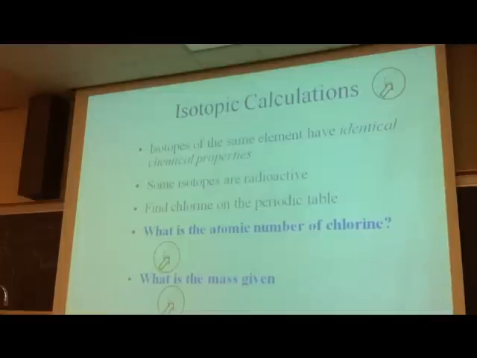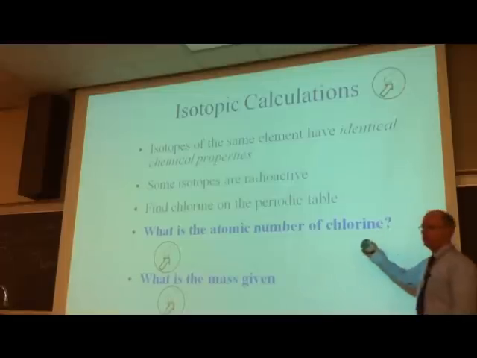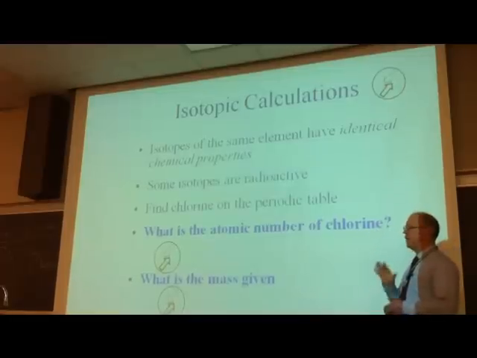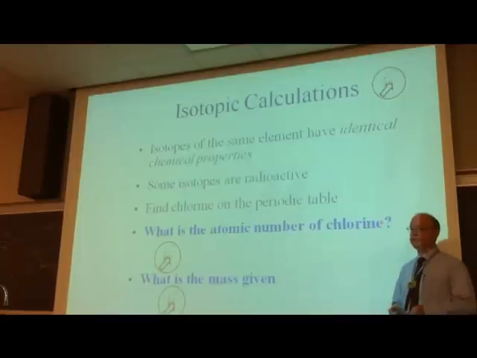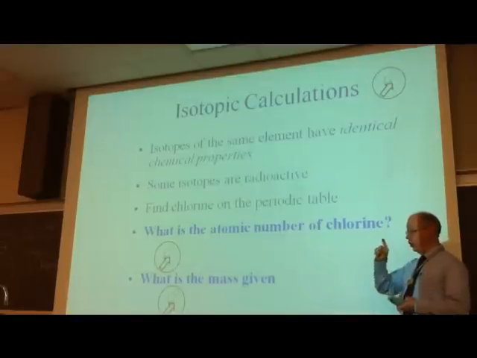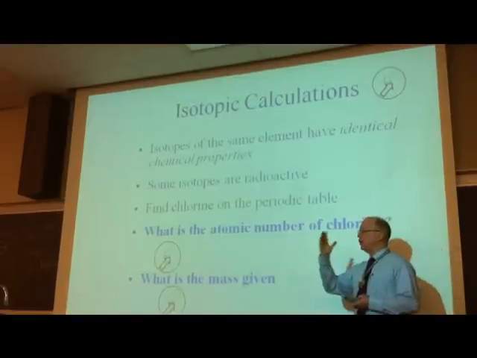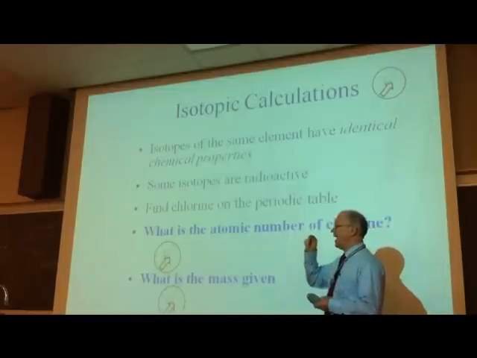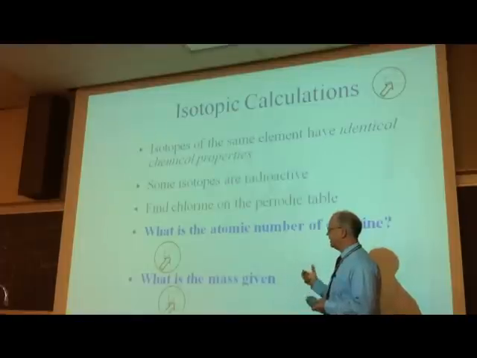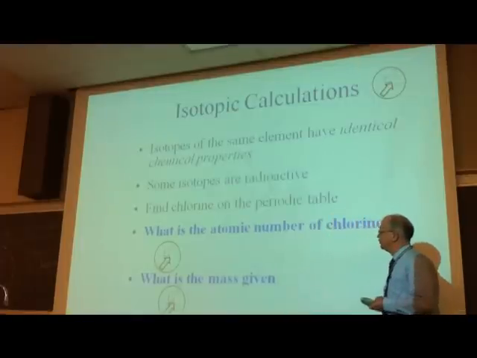Okay. What is the atomic number of chlorine? 17. What's the atomic mass given on the periodic table in your book or on the board? 35. Okay. Notice that it's something between 35 and something that has more neutrons, but still the 17 protons. Okay.